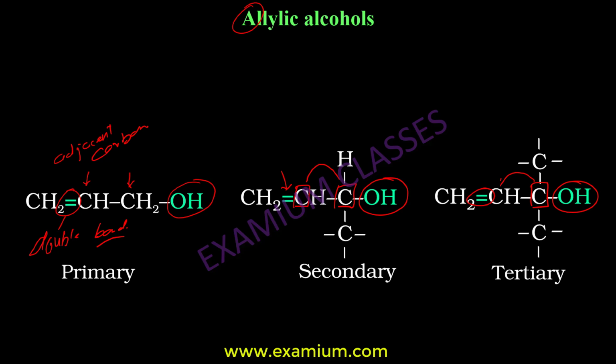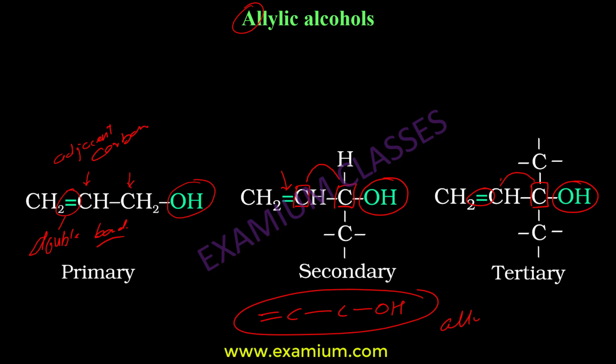So the moment you see that there are two carbons, we don't bother about how many hydrogens are there. If one carbon has OH attached to it and the adjacent carbon has a double bond, this type of structure will be allylic. Remember, in place of OH there can be a halogen or any other group. In that case, that will be an allylic halide. Here it is allylic alcohol.